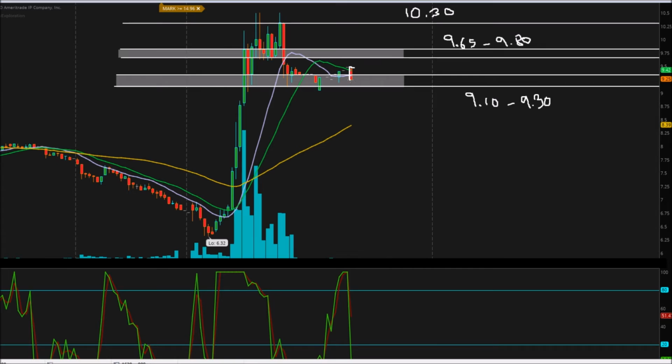If this red candle didn't appear, we were probably about to cross bullish once again and make another push back into this $9.65 to $9.80 area. In which case, if we break $9.80, we can push up for $10.30 again. If $10.30 breaks, then we can have another shot at a breakout.